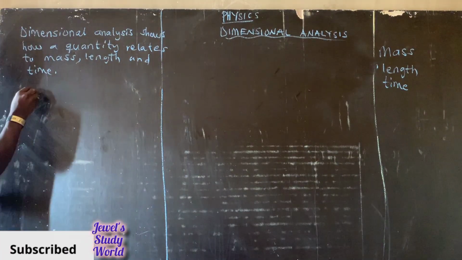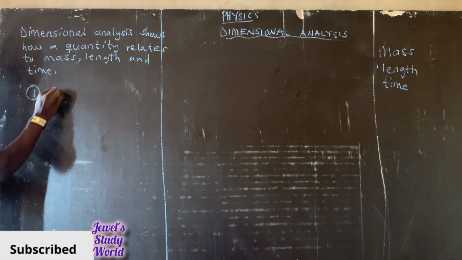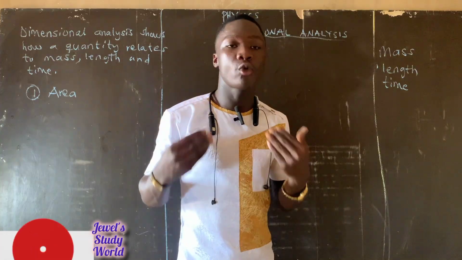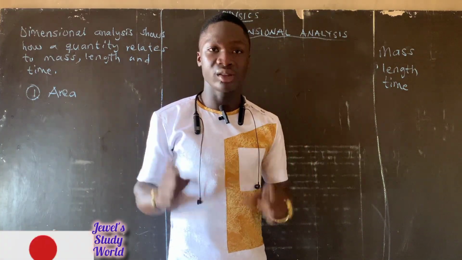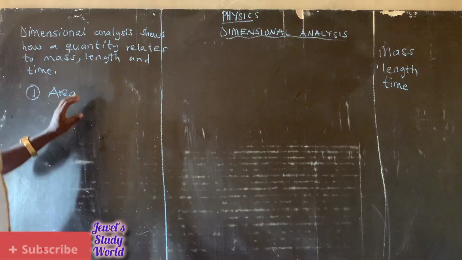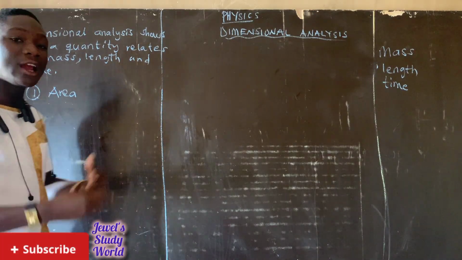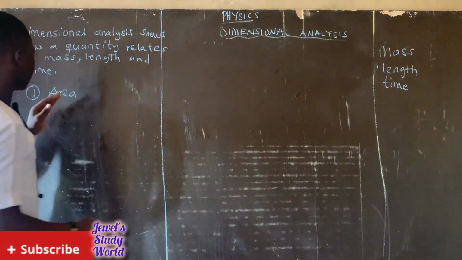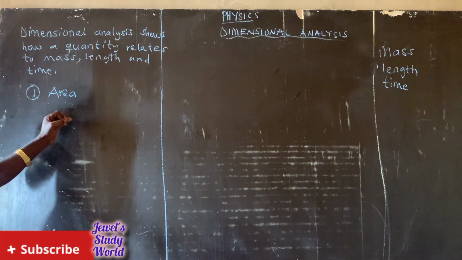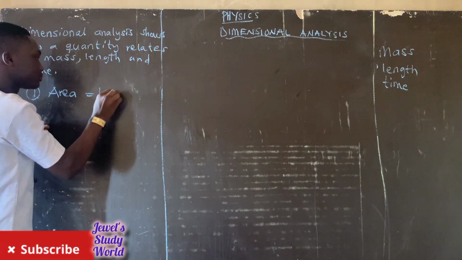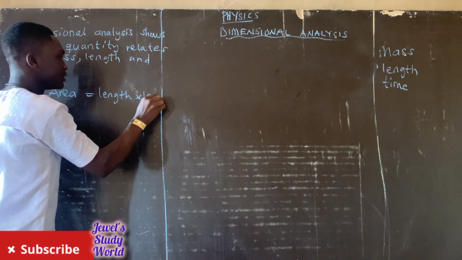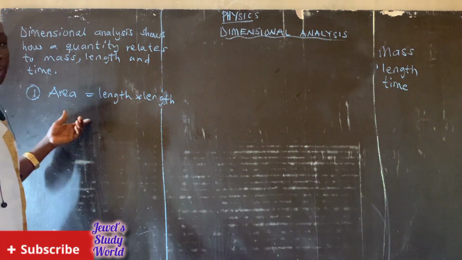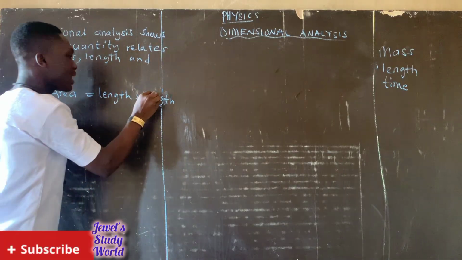Now let's find the dimension of some quantities. Let's say our first quantity here is area. Also note that to find the dimension of any given quantity, you have to know the formula for that quantity. For area, the formula can be the area of a square, area of a triangle, or area of a rectangle. They are all area, so any of them. Let's say the formula here for area is length times length, and this is the area of a square.